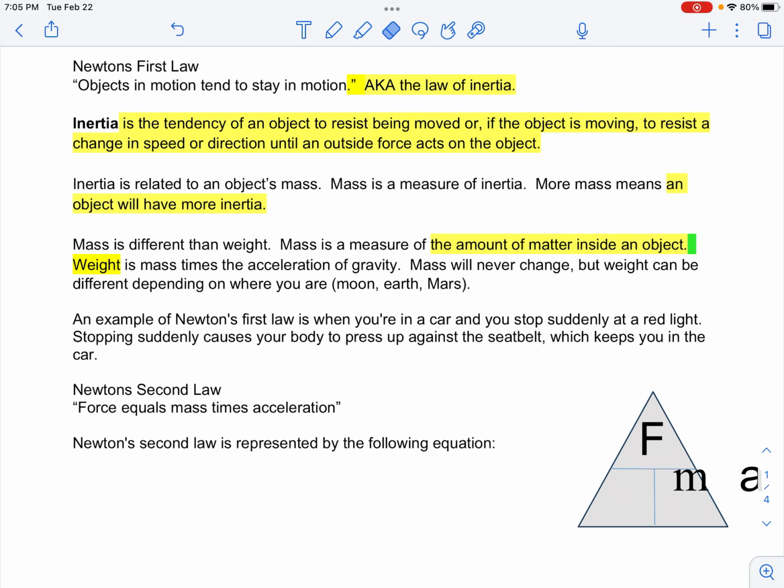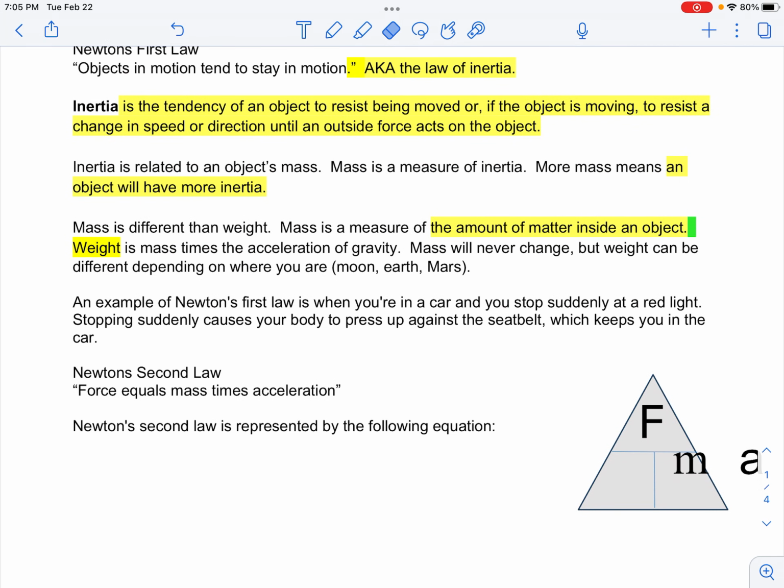An example of Newton's first law is when you're in a car and you suddenly stop at a red light. Stopping suddenly causes your body to press up against the seatbelt, which keeps you in the car. So objects in motion tend to stay in motion. I'm sure you could think of lots of other examples of that.